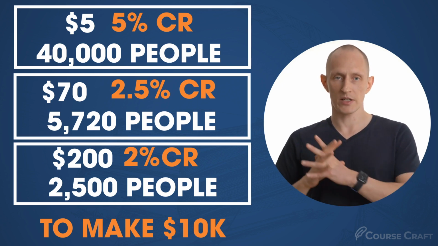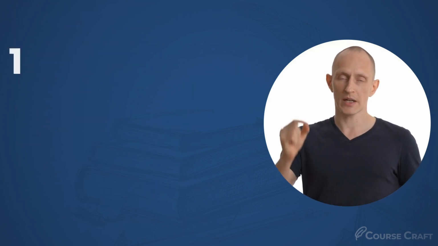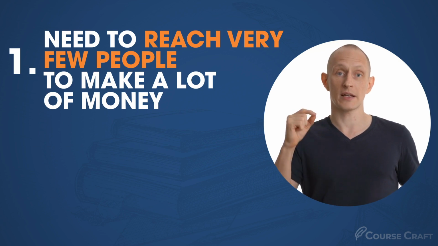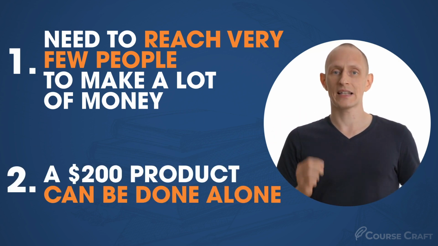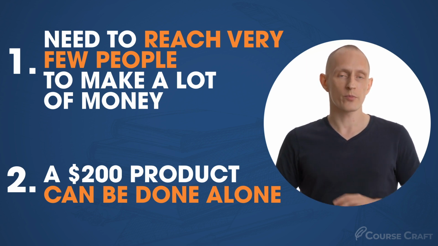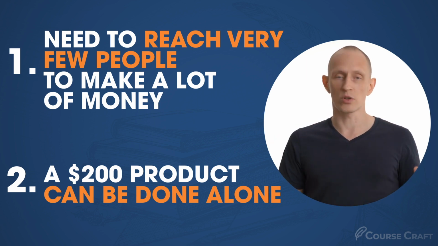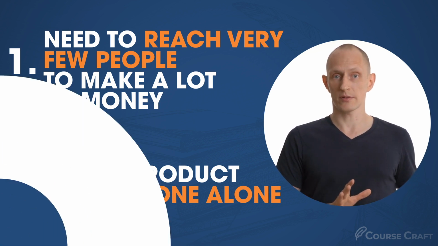This is the pricing sweet spot for two reasons. Number one, I need to reach very few people to make a lot of money. And number two, a $200 product is still something I can do on my own without a team, without world-class design and all this other stuff that would drive up my production costs. If I follow the principles of the outcome-oriented course that we looked at in a previous video, and I put in a little elbow grease, I can make a really high-quality product that I can sell for $200 and people will love it. This has been part of the secret to my success.